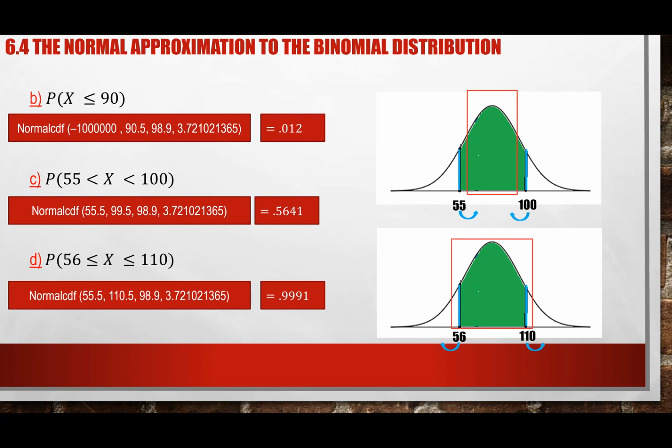So again, the hardest part of 6.4 is determining your endpoint. If you can determine your endpoint, then 6.4 is very doable. And in order to make 6.4 very doable, you have to know 6.1, right? Which is the normal CDF and inverse norm. Any questions with this, with B, C, or D, how I determined the endpoint and how I got the answer?